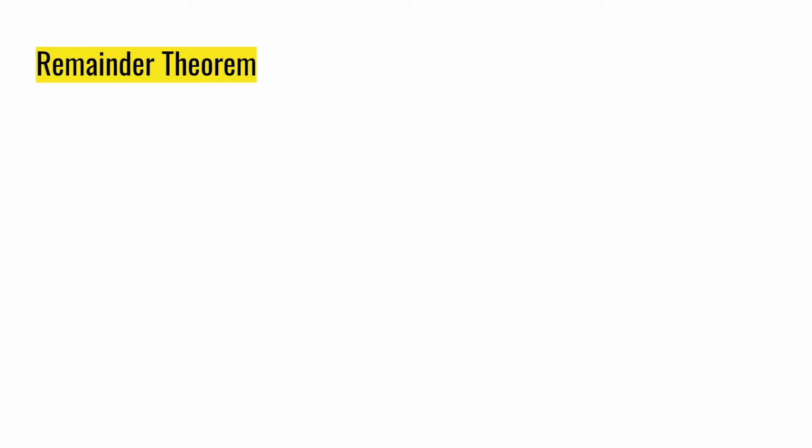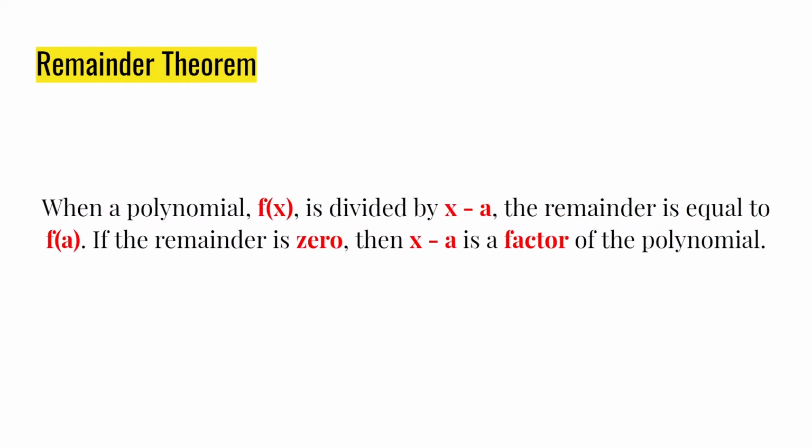Next, we can also use the remainder theorem to factor out a polynomial. This theorem tells us that when a polynomial f(x) is divided by x minus a, the remainder is equal to f(a). However, if the remainder is 0, then x minus a is a factor of the polynomial. So let us do some examples to understand what this means.